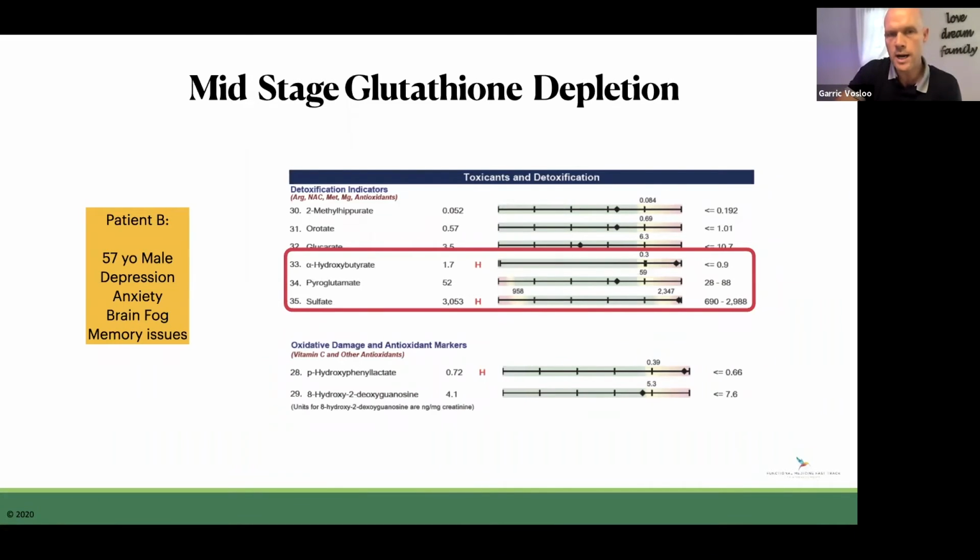So we've got a high alpha-hydroxybutyrate, number 33. We've got a 75th percentile pyroglutamate. We've got a high sulfate. So there's clear distress. And this is then confirmed with the high oxidative damage markers. And both we can see hydroxyphenyllactate and 8-hydroxy-2-deoxyguanosine. So confirmation that we need to be doing something here pretty rapidly.